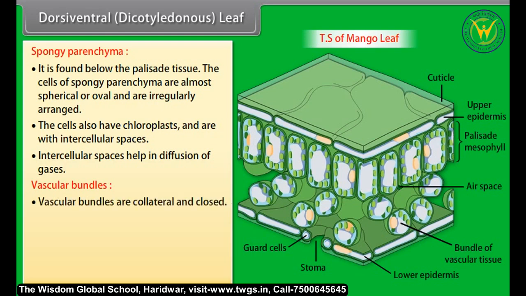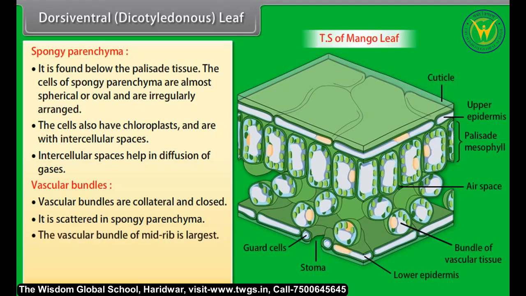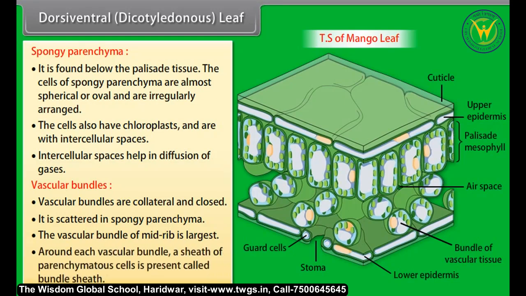Vascular bundles. Vascular bundles are collateral and closed. They are scattered in spongy parenchyma. The vascular bundle of the midrib is largest. Around each vascular bundle, a sheath of parenchymatous cells is present, called the bundle sheath.